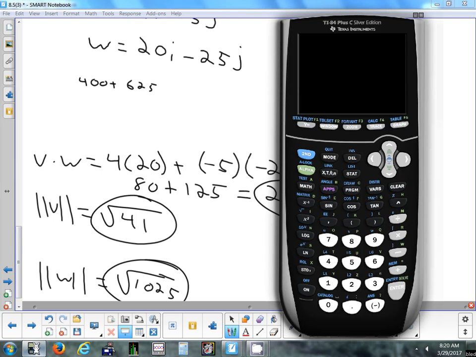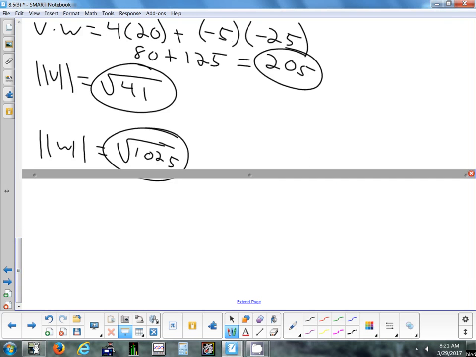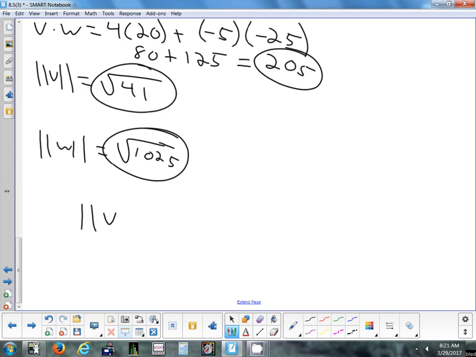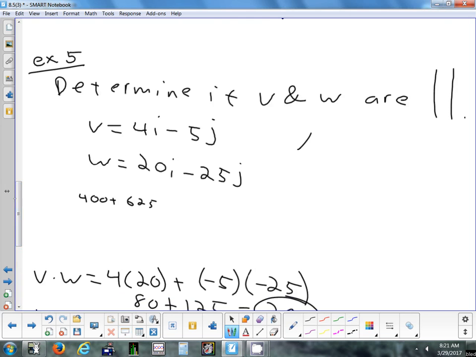Okay, so let's find the square root of, and if you wanted, you could really just type it in like this, 41 times 1,025. That's the same thing as typing in each square root separately. And you get 205. So we know when we multiply those, we get 205. And what would be the answer to the question? Determine if they're parallel. Yes. These vectors are parallel.